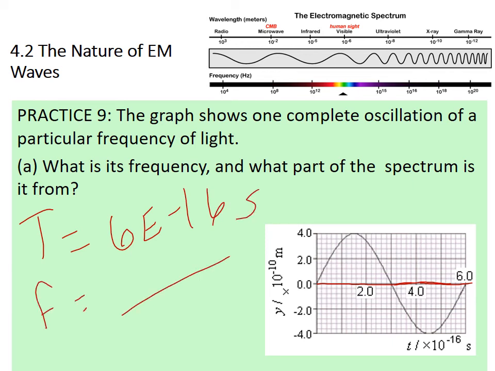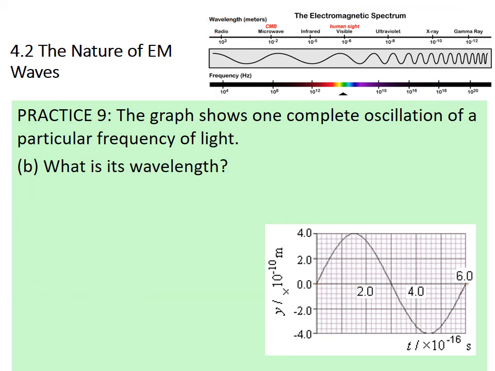Frequency is the inverse of that, so what is the frequency? And then what part of the spectrum is it from? You can use the frequency, maybe you can see from here, or you can Google it. So what is the wavelength? Lambda equals the speed of light, c over f.